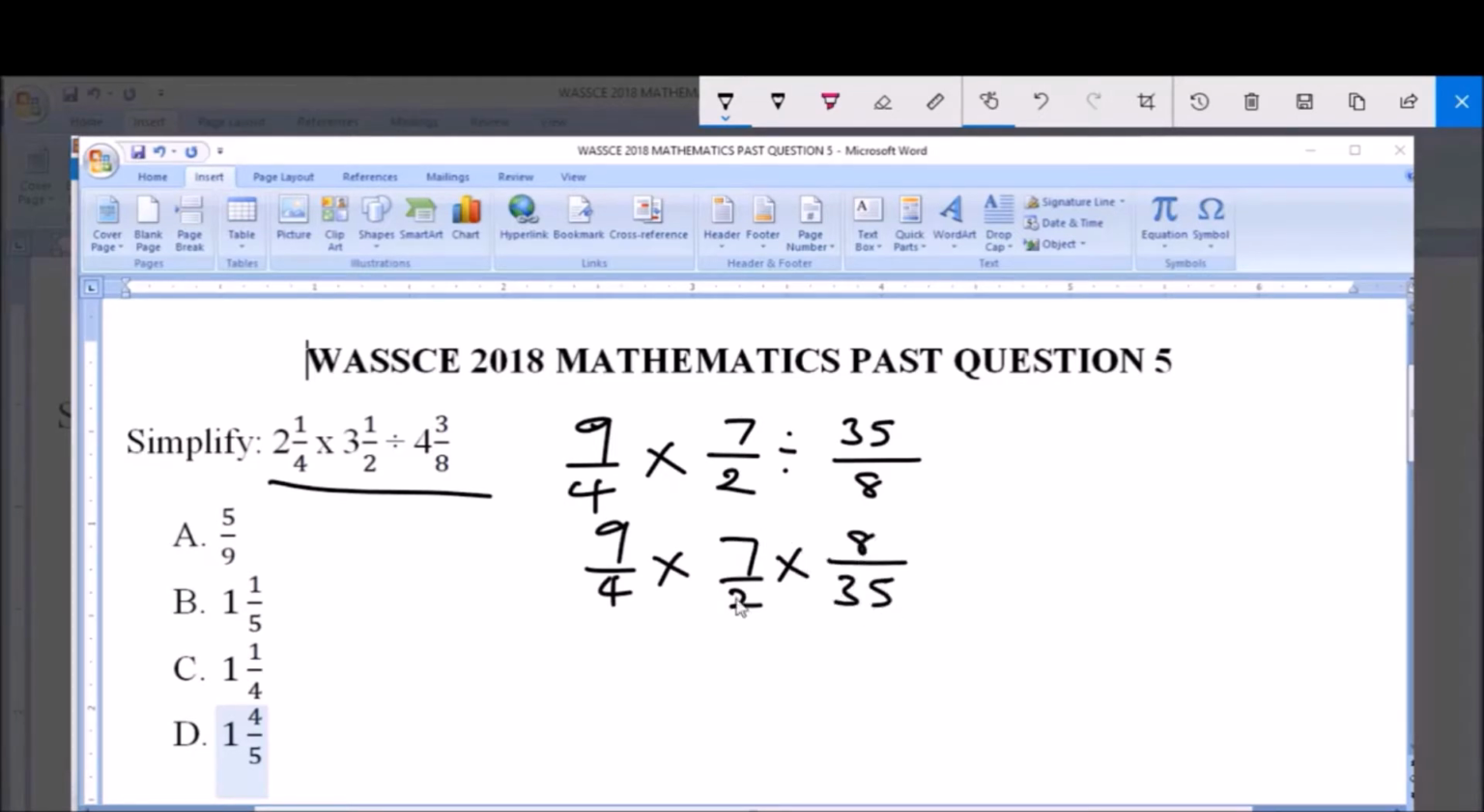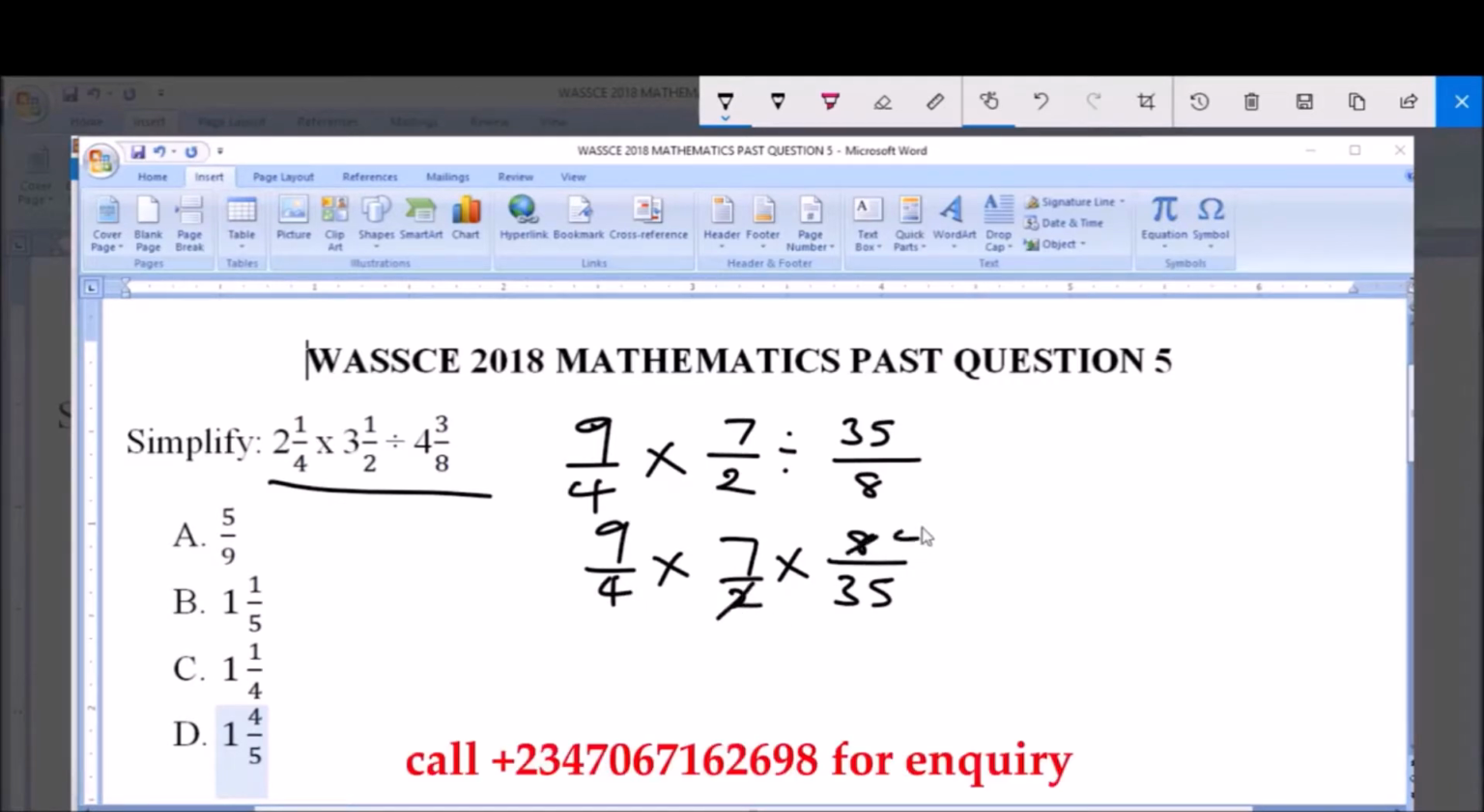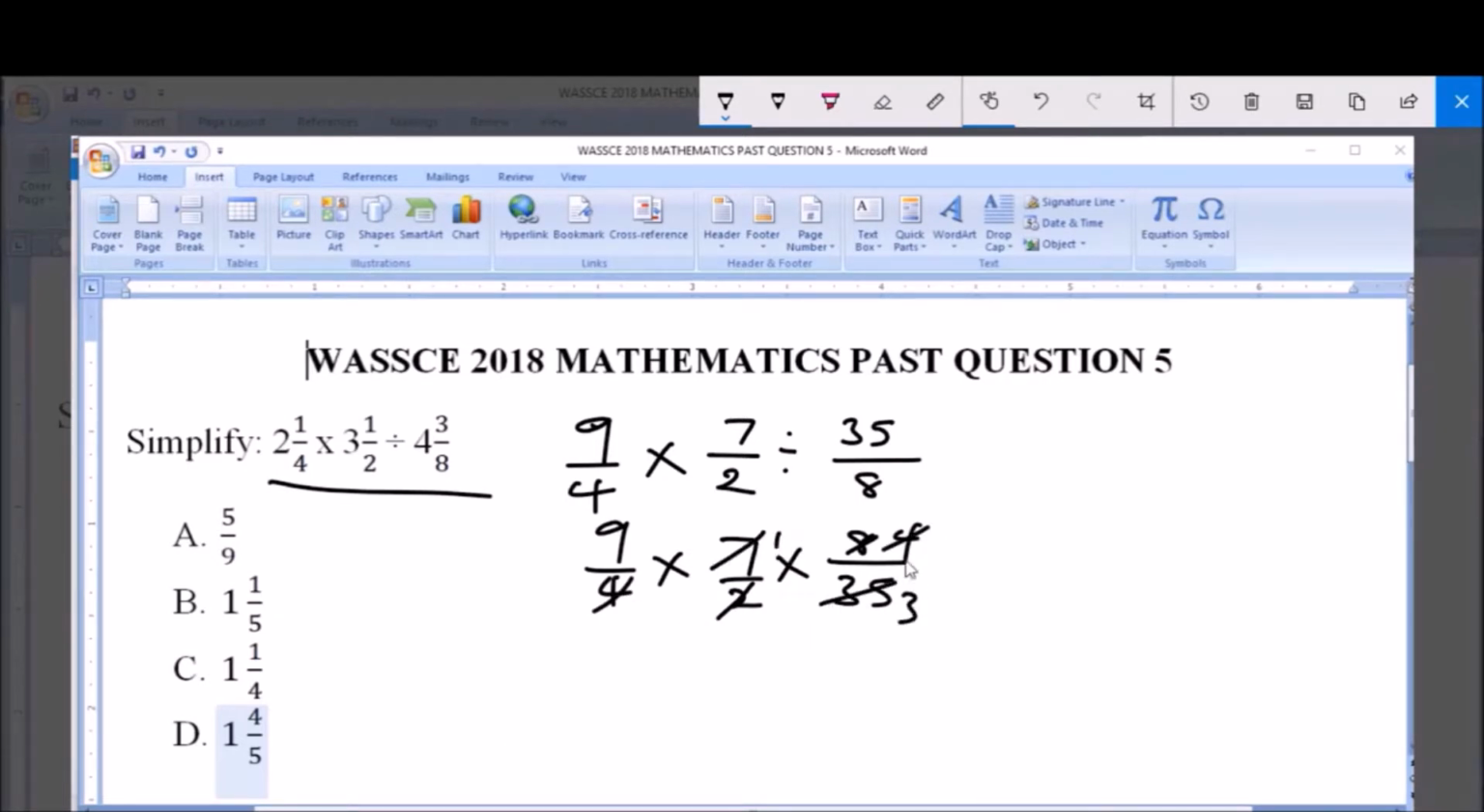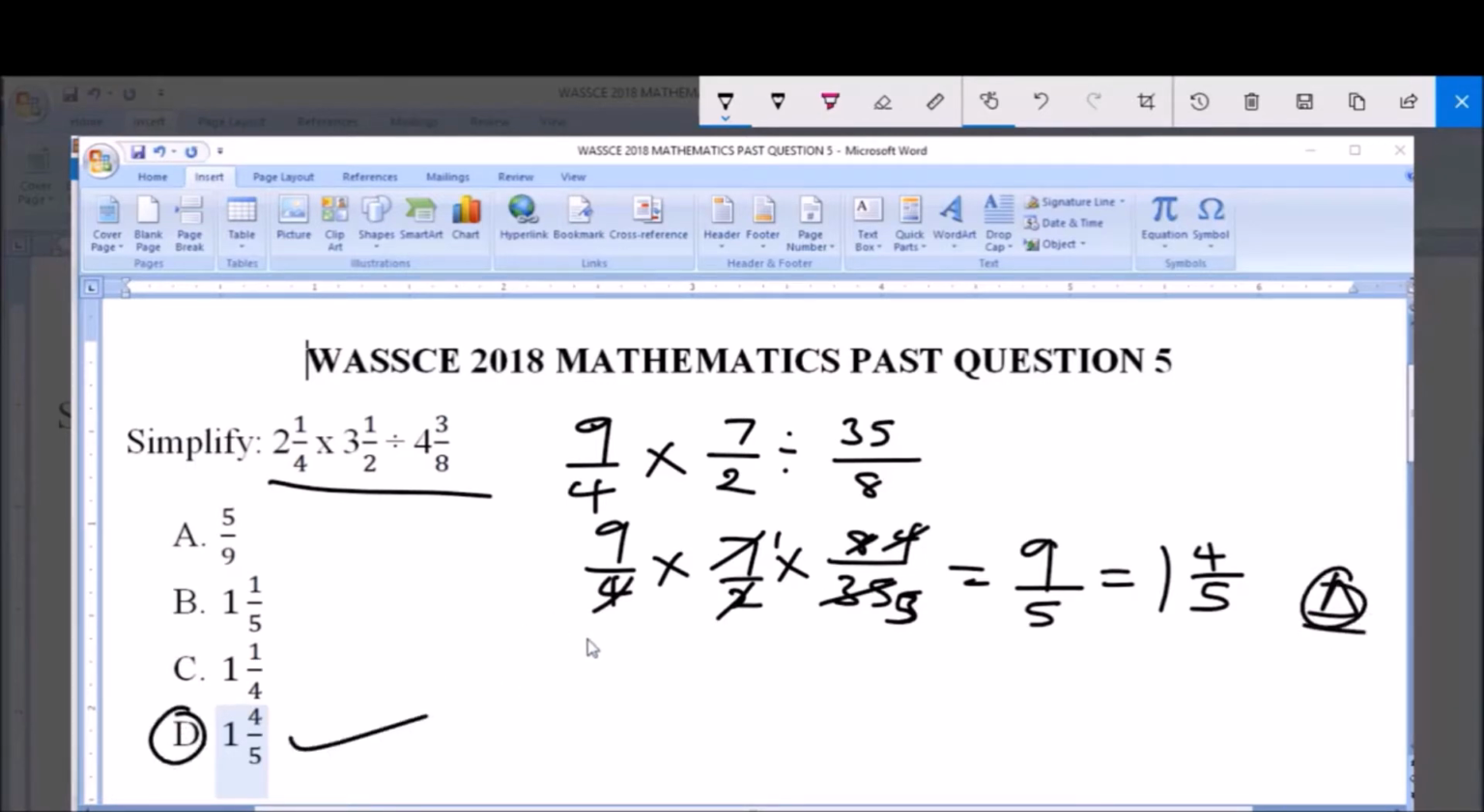Now from this we can cancel out. 2 can go into 8 4 times, and 4 can go into 4. 7 can go into itself once and can go into 35 5 times. So therefore we have 9 all over 5. Now 9 over 5 is the same thing as 1 whole number 4 over 5, and that is option D. So option D is the correct answer to this question.